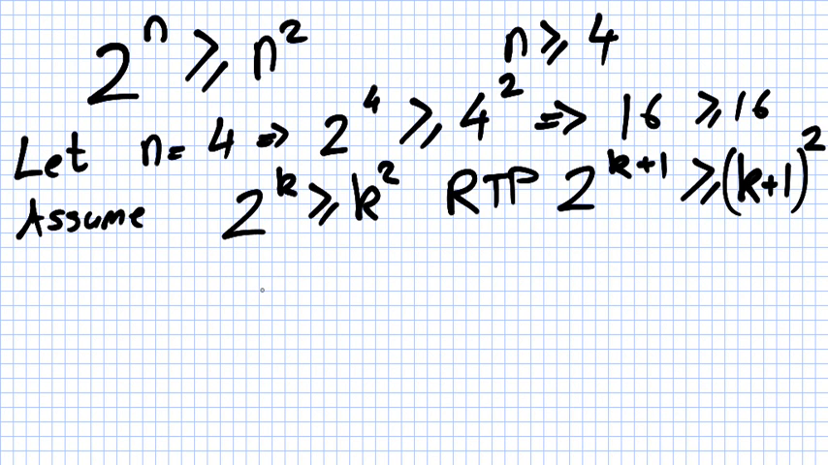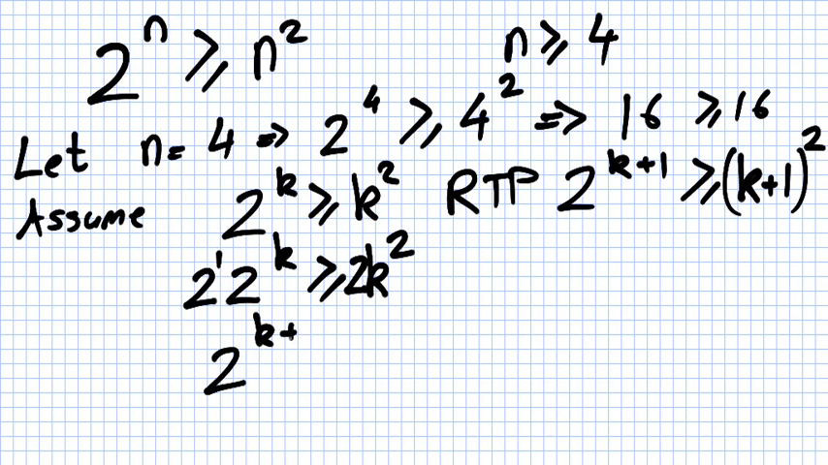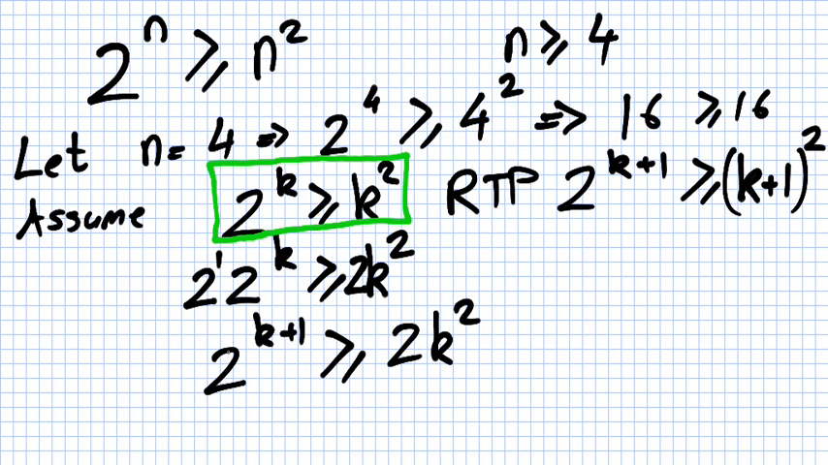The easiest way to do that will be to multiply both sides by 2. So you have 2 times 2 power k is bigger than or equal to 2 times k squared. This is actually 2 power 1 and 2 power k, so these go together and become 2 power k plus 1 is bigger than or equal to 2k squared. And if I'm assuming that this is true, then it follows that this is true, because I just multiplied by 2.